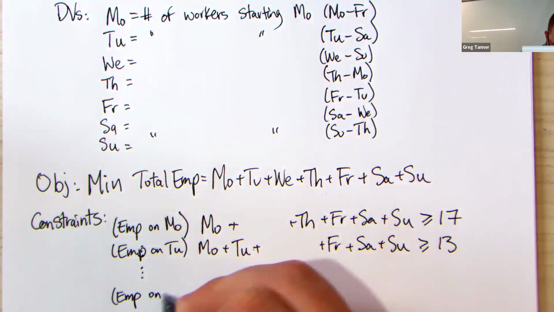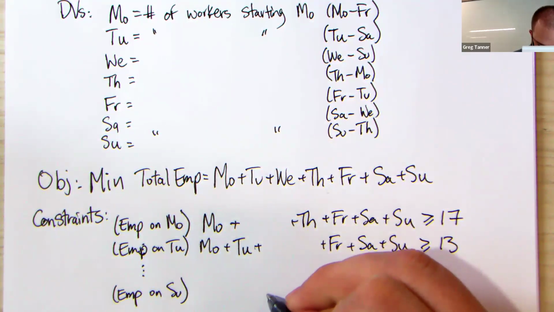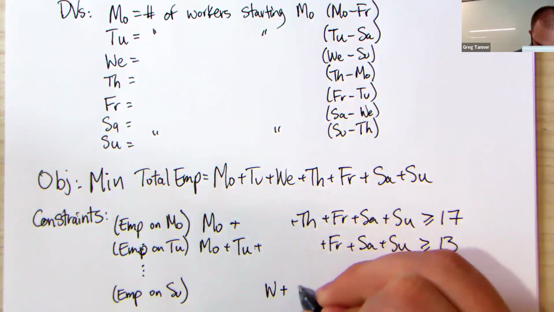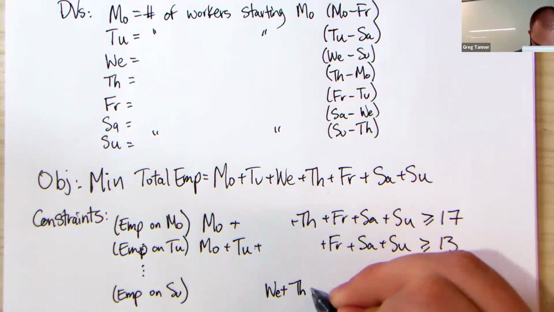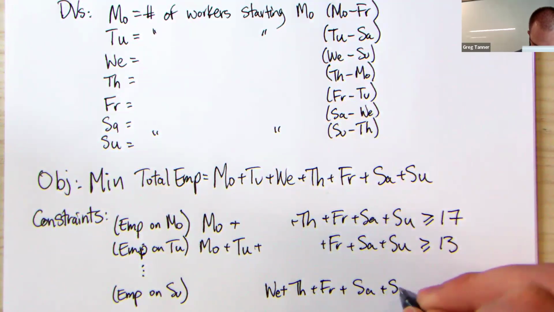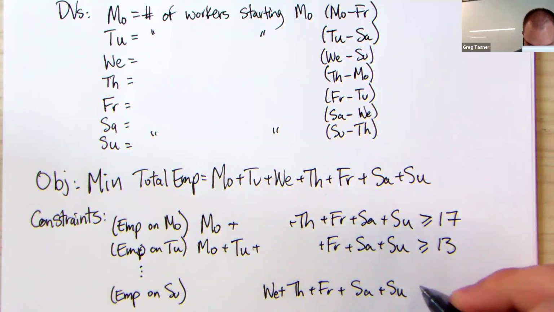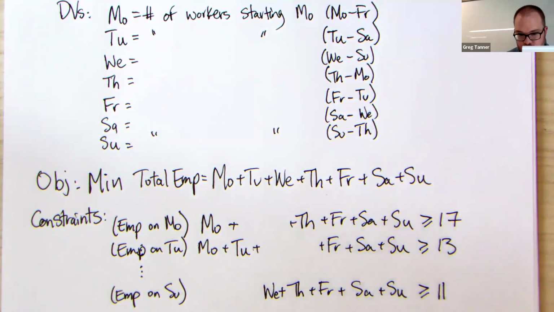So employees on Sunday. For Sunday, Monday workers and Tuesday workers are off by then. And so it ends up being Wednesday plus Thursday plus Friday plus Saturday plus Sunday workers that are working on Sunday. Okay, and for Sunday, quieter day at the post office, we need 11 workers on Sunday.